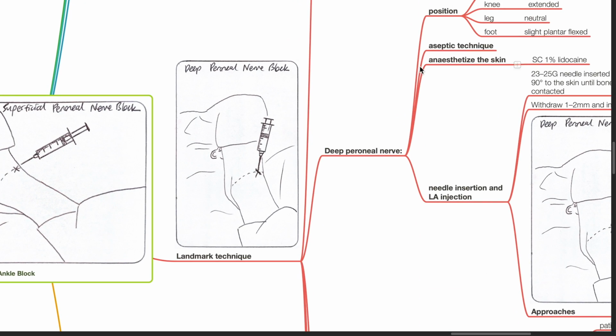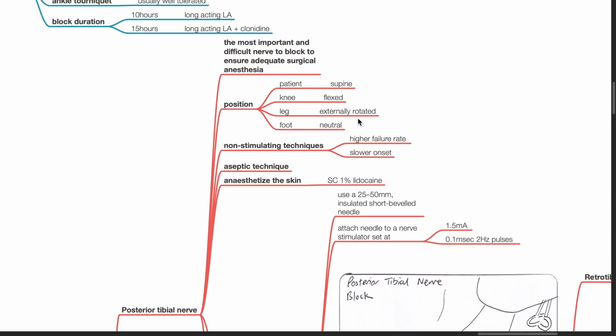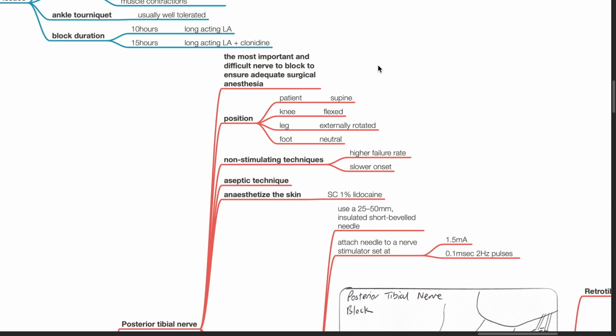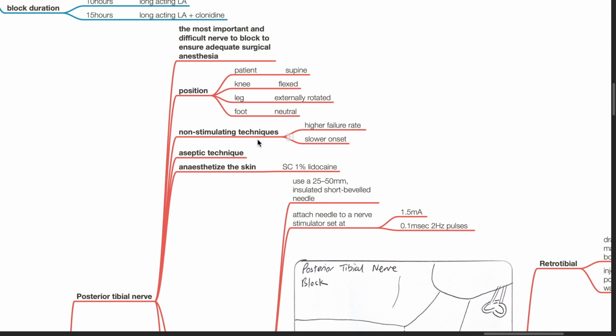Landmark technique. Posterior tibial nerve. It is the most important and most difficult nerve to block to ensure adequate surgical anesthesia. Position of the patient should be supine with the knee flexed, leg externally rotated, foot in neutral position. Non-stimulating techniques have higher failure rate and slower onset.